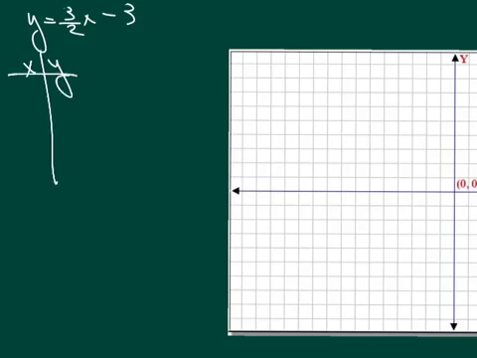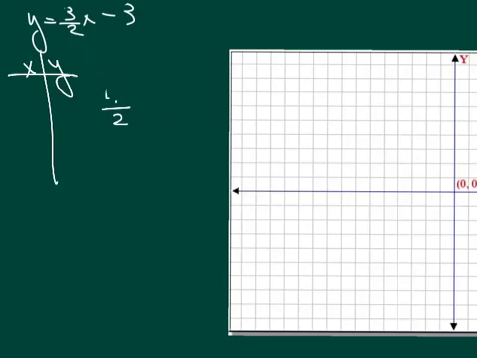And again, we're going to put some numbers. Let's say I put 3 in for x. Then I'd have 3 halves times 3 minus 3. So I'd have 9 over 2 minus 3. Yuck. I don't want to deal with a fraction.